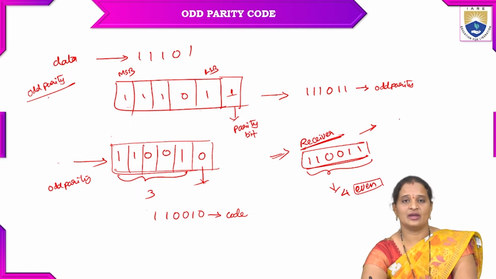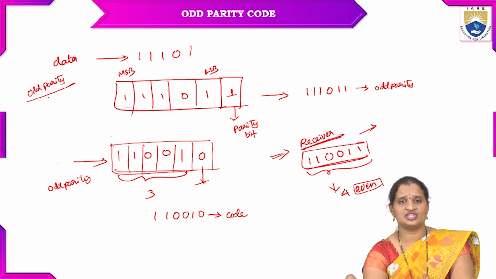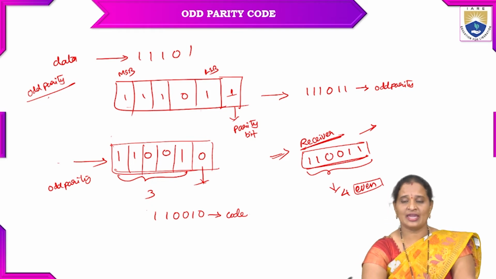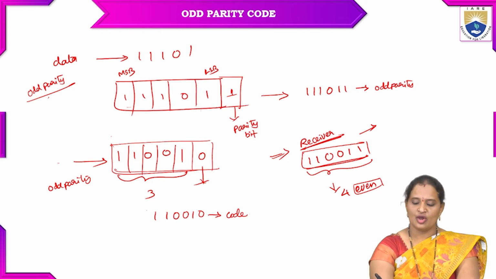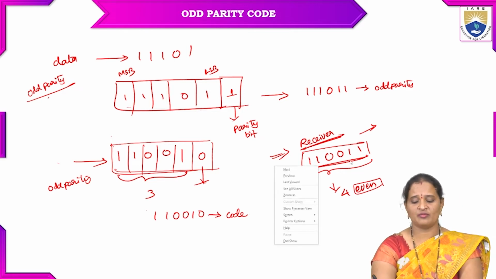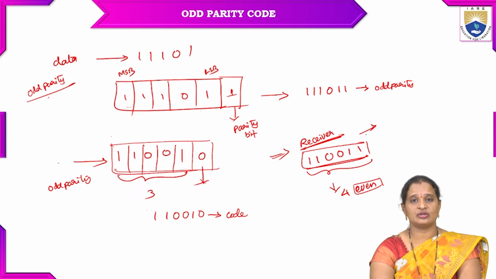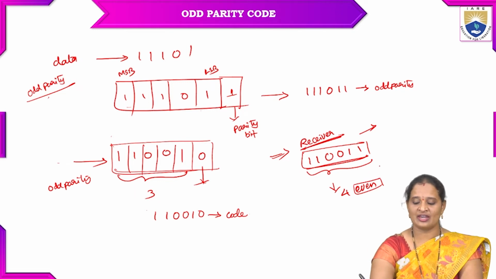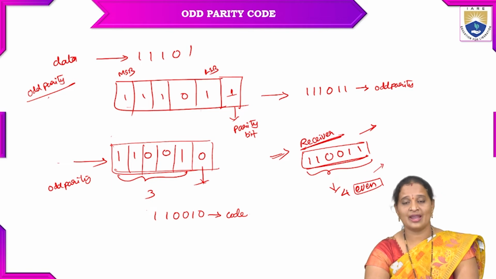So can he identify in which position the error is? No, he can only detect that there is an error, but he cannot detect which position has the error. Whether this position or that position may have the error, it is not possible to locate the error. Only we can detect the error, as the parity has been deviated. We have identified that there is an error, but we cannot find out the location of the error position. So that is a major drawback of parity.